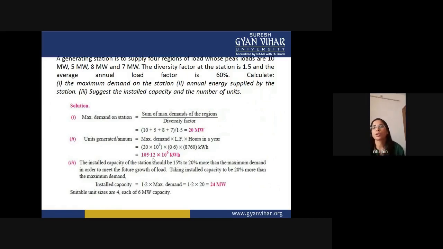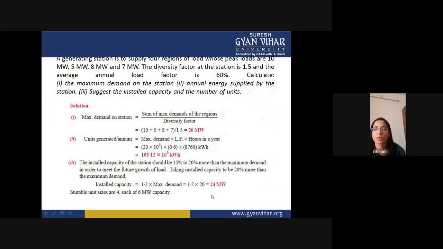Now let's come to the next point, the installed capacity of the station and what must be the number of units. The installed capacity of the station should be 15% to 20% more than its maximum demand, in order to meet the future growth of the load. So taking installed capacity to be 20% more than the maximum demand, you can easily calculate the installed capacity, which is equal to 1.2 into maximum demand. So you will get 24 megawatt.